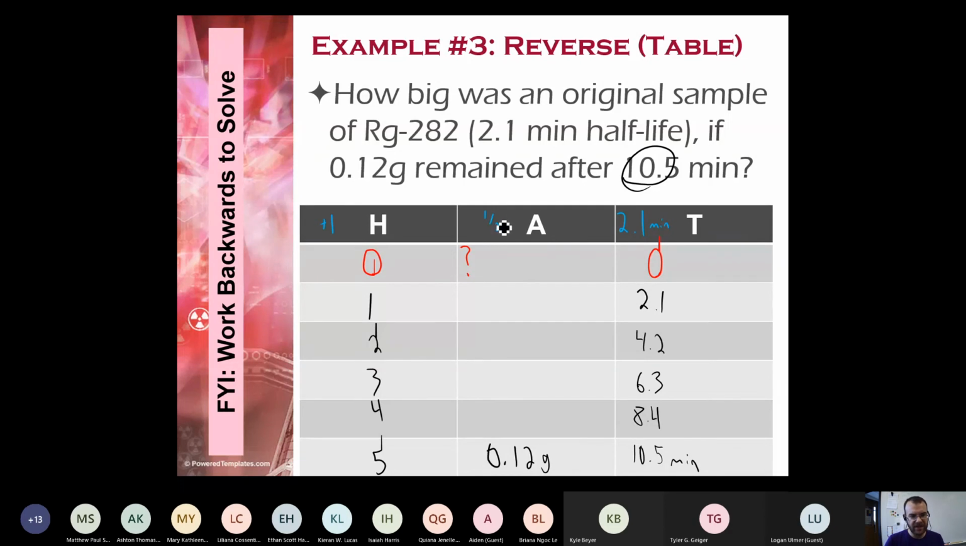Well, if we normally go half down, what we're going to do is the reverse. We're going to multiply it by 2 going up. So in this case, since we're going up, we're going to times it by 2 as opposed to divide it by 2. Again, this is just how it works easiest for me. There are other ways to do it, even using the table. It is largely up to you.